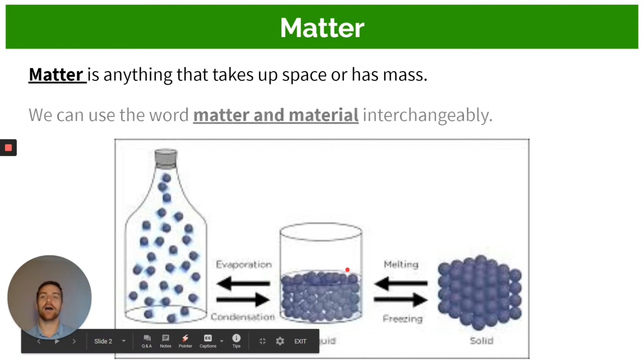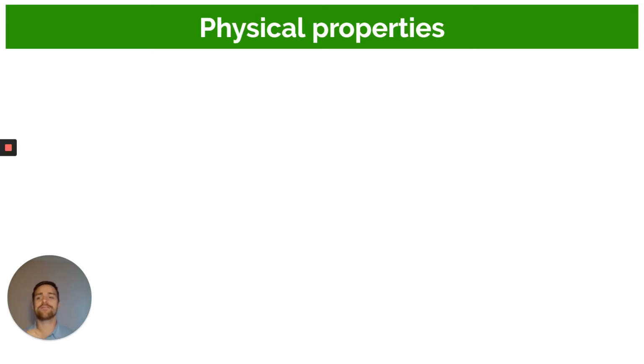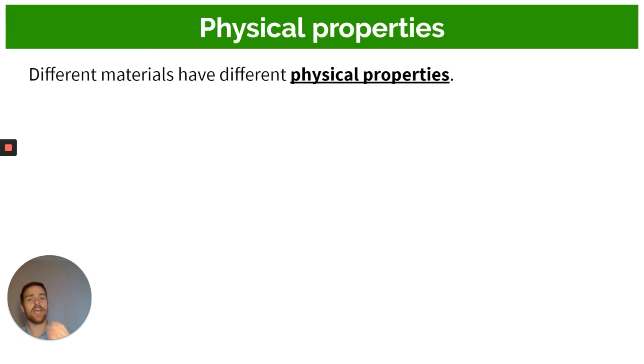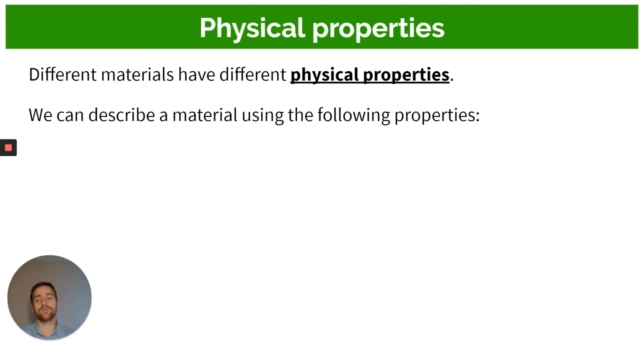Okay. I'm going to use the word matter and material interchangeably, kind of like the same word. There is a difference, but for now we can use them as the same word. We'll get into more detail about that later. All right, so that's matter. Now let's talk about physical properties. These are properties physical material has. Different materials have different physical properties, and we can use those physical properties to describe the material.